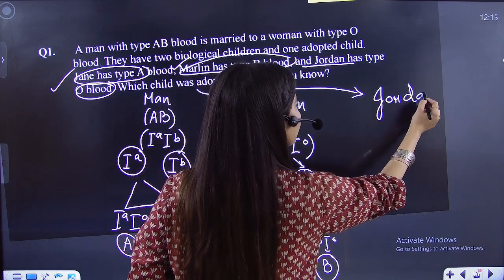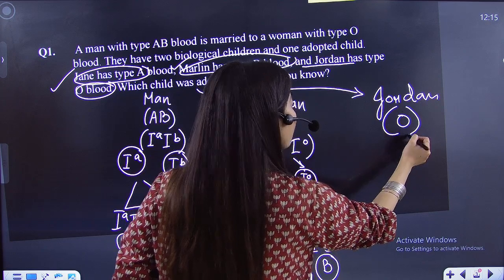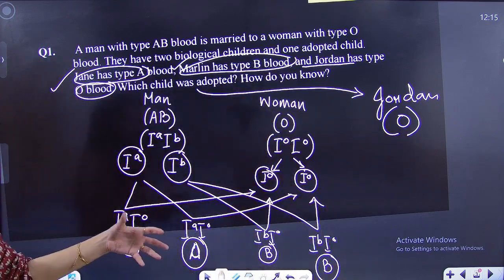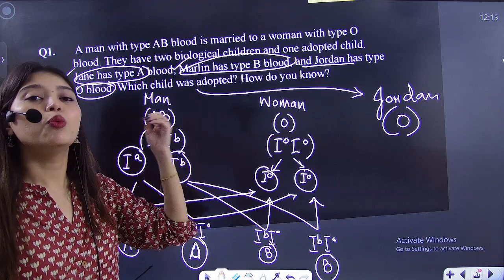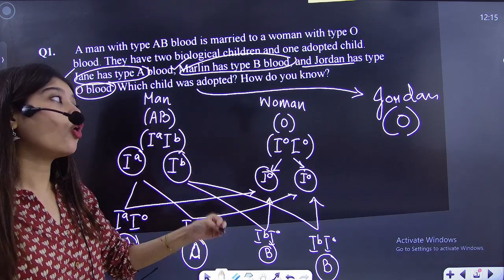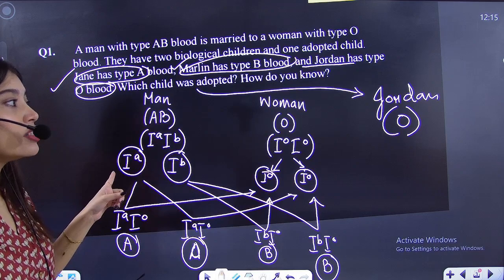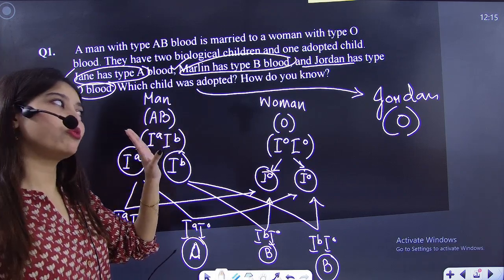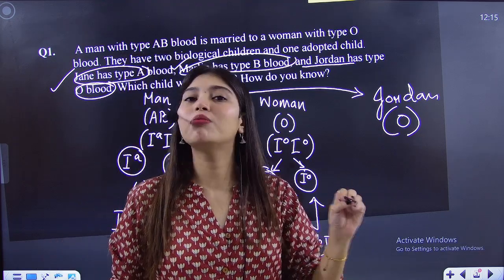Jordan was adopted because Jordan has blood group O, but the offspring produced from this couple will have either blood group A or B, but not O. So which one is the adopted child? Jordan is the adopted child because Jordan has blood group O.